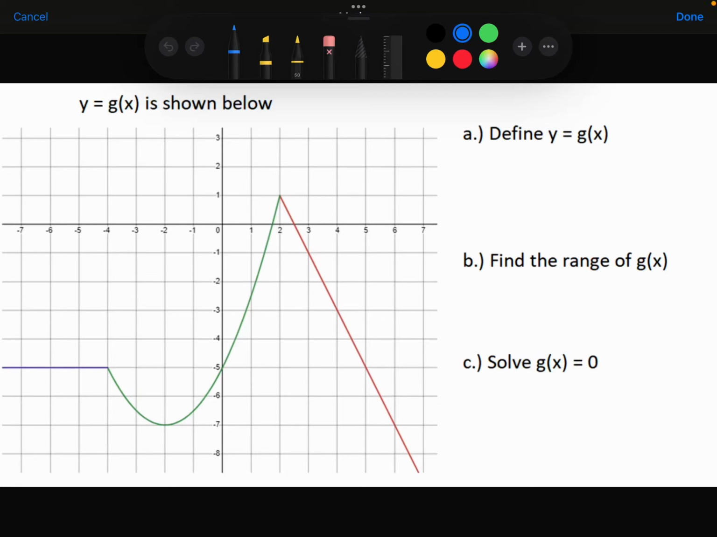y equals g of x is shown below. Part A, define y equals g of x. So I'll start off, g of x is equal to curly brackets, because I can see there's three different rules here. We've got the purple horizontal line, which is going to be for where x is less than or equal to minus 4, sorry.